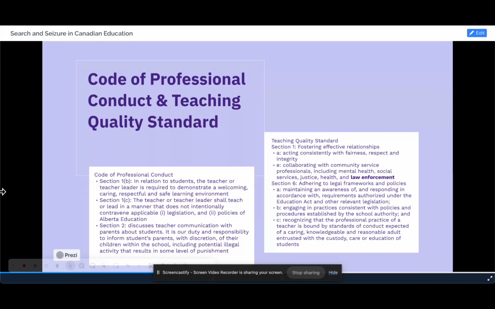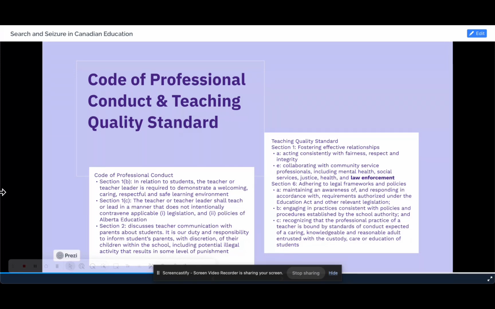Moving on to Section 2, it's another relevant part, as it primarily focuses on interaction between parents and teachers, where it is our responsibility to inform students' parents, with discretion, if we believe it would not lead to any harm to the child within the school. This could be informing them about anything illegal they might partake in, or any dangers that they could have in their belongings resulting in some form of school punishment.